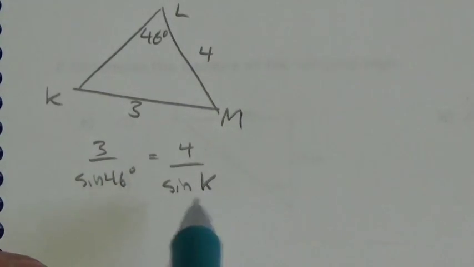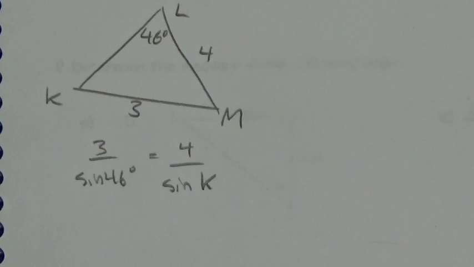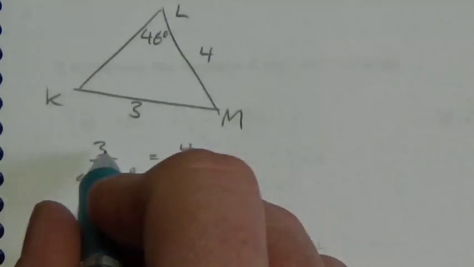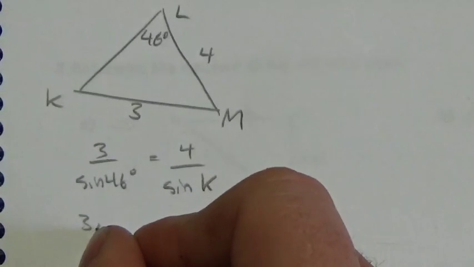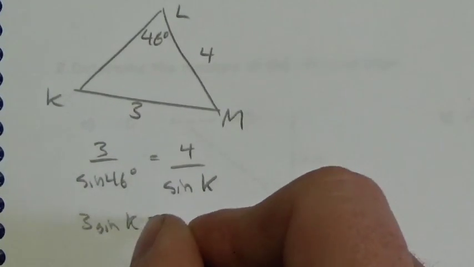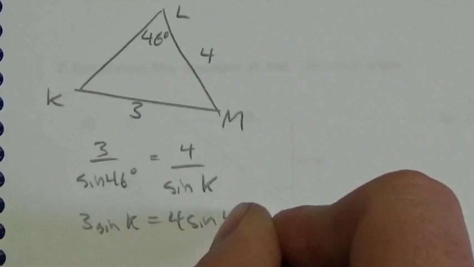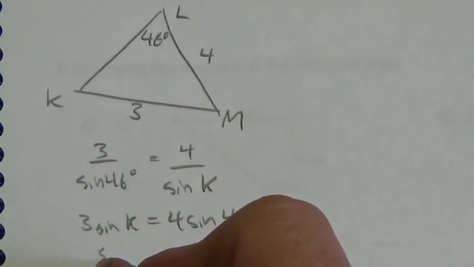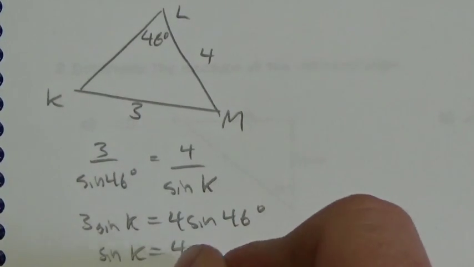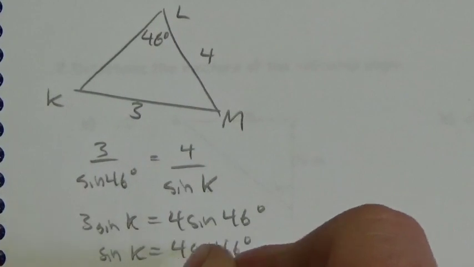Now, because it's the angle that we're looking for, and we've seen this before, we run into the possibility where there might be 1, 2, or even no solutions to this. So we just got to pay attention to that. All right, we cross multiply, so 3 times the sine of k is going to equal 4 times the sine of 46 degrees. And I'll divide by 3. So the sine of k is 4 sine of 46 degrees over 3.